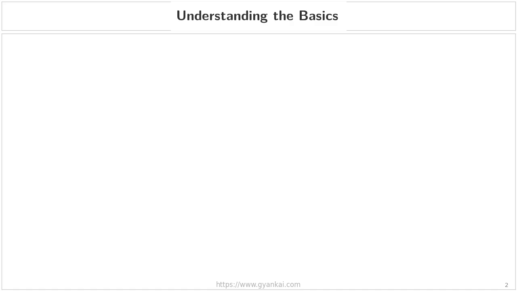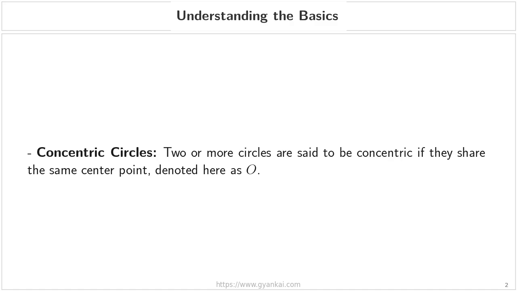Understanding the basics. First, we have concentric circles. You can think of these like a bullseye on a target. We say two or more circles are concentric if they share the exact same center point, which we will denote with the capital letter O.